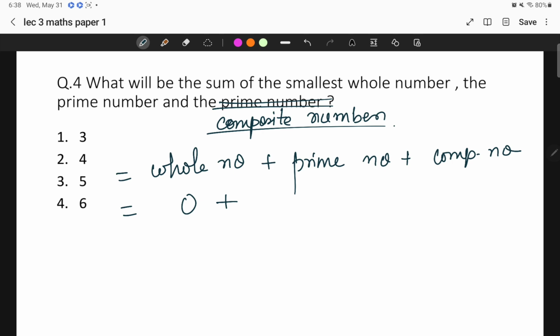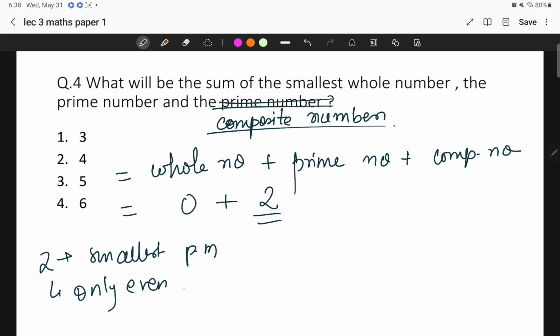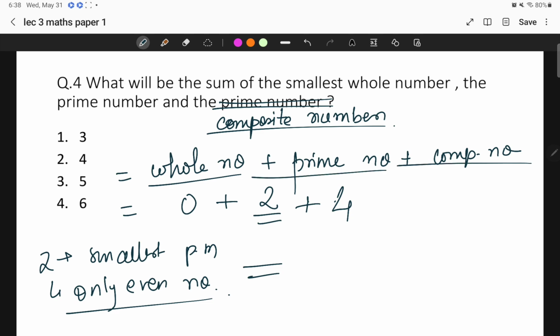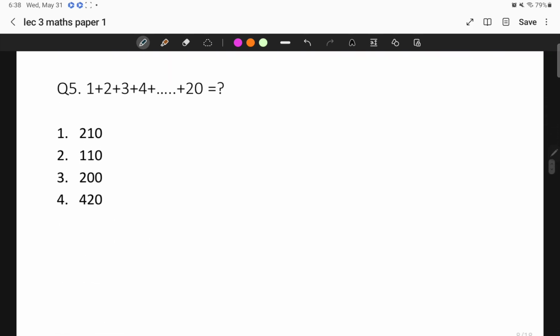2 is the smallest prime number, as well as the only even prime number. We have discussed this, right? This is the only even prime number. And the smallest composite number, we know it is 4. So the smallest whole number, smallest prime number, and smallest composite number give us 0 plus 2 plus 4, that is 6. So the correct answer for the given question is option 4, that is 6. Got it? Moving on to the next question.